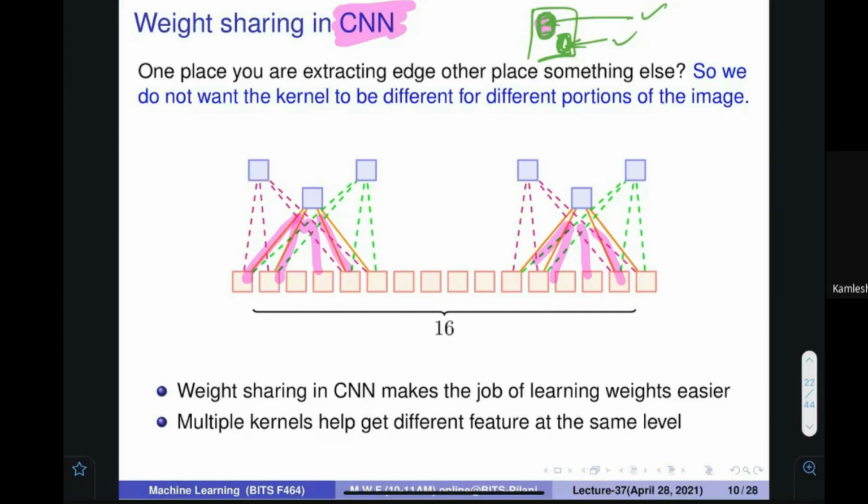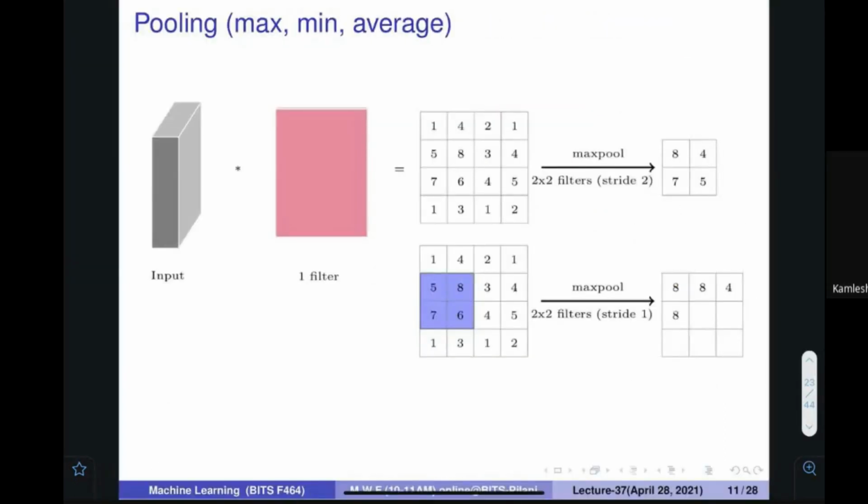So having different filters means that you are going to apply different operations on different areas. That is not good, because if you want to find a feature once, then in the complete image you should find that feature only. You should not go to different features. Make sense? So weight sharing is very important, and it is a sensible operation, because on the image you want to apply the same kind of operation throughout the image.